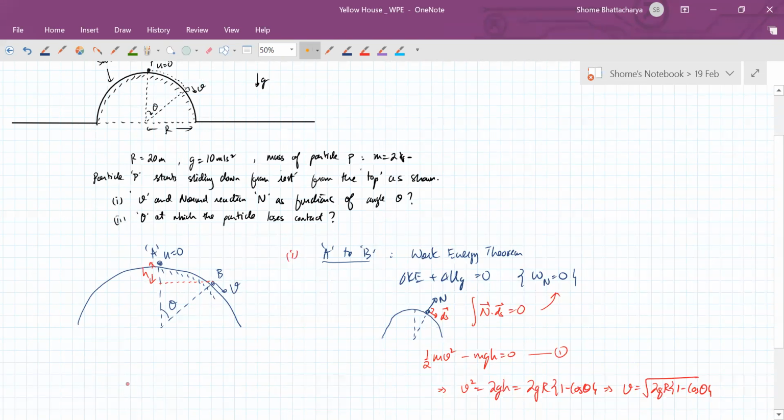Now the other thing is to find the normal reaction N as a function of theta. What you do is you make the free body diagram at the point B. Remember, it's in circular motion, so it has a combination of radial and tangential acceleration, or a combination of centripetal and tangential acceleration.